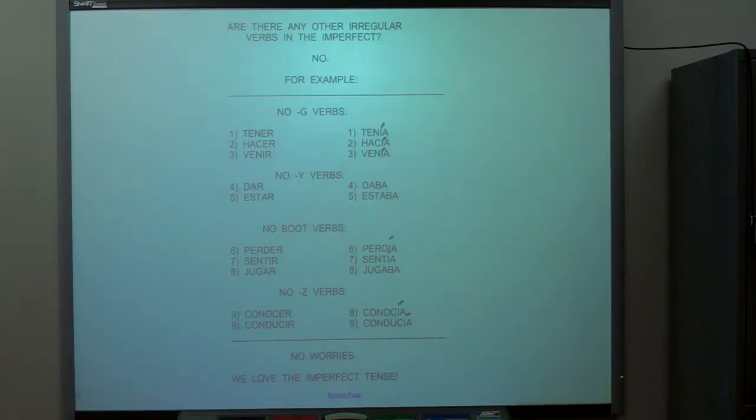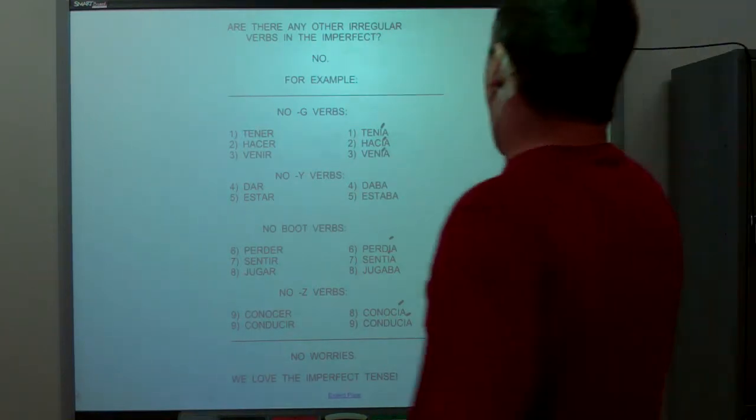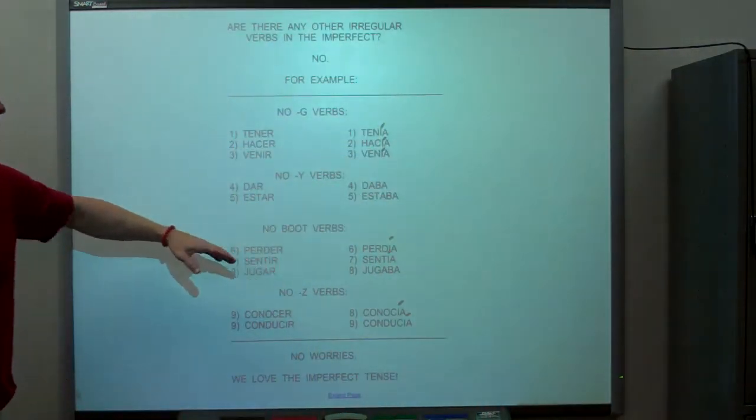It is probably the easiest grammar pattern that exists in any language. If it's an AR verb, you chop off the AR and add aba, abas, aba, abamos, aban. If it's ER or IR, you chop off the ER or the IR and you add ía, ías, ía, íamos, ían. We have G verbs in the present tense.